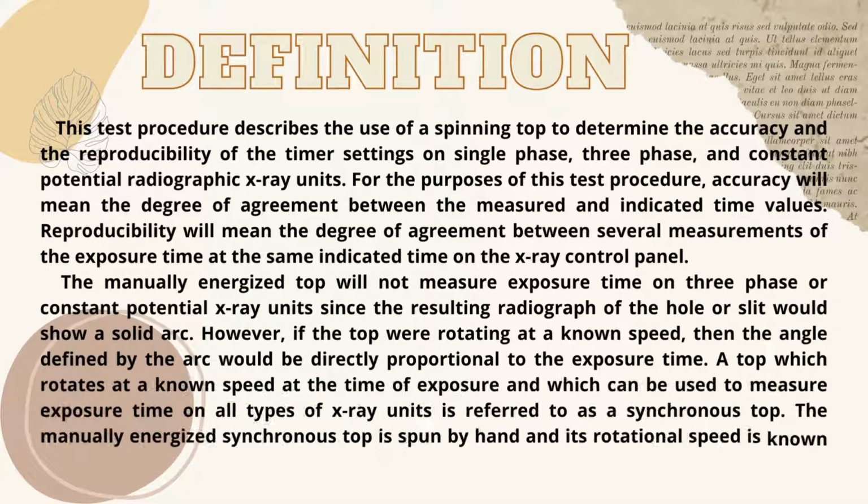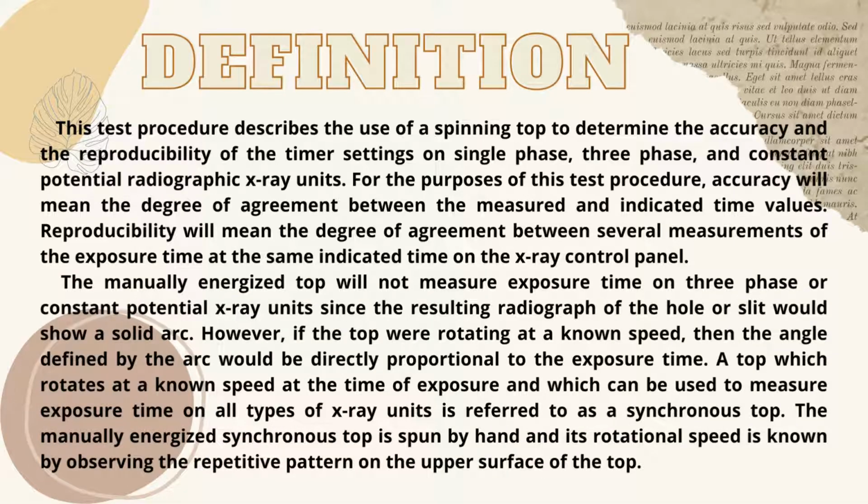The definition of exposure time accuracy: this test procedure describes the use of a spinning top to determine the accuracy and the reproducibility of timer settings on single-phase, 3-phase and constant potential radiographic X-ray units. For the purpose of this test procedure, accuracy will mean the degree of agreement between the measured and indicated time values. Reproducibility will mean the degree of agreement between several measurements of the exposure time at the same indicated time on the X-ray control panel.